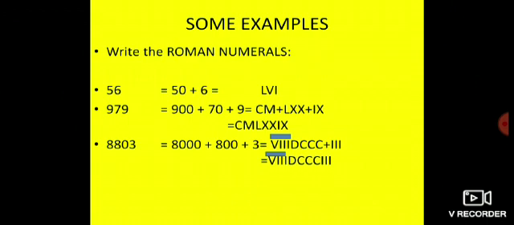8803 is equal to 8000 plus 800 plus 3. Now 8000 is written as 8 in Roman number with a bar on top of it. 800 is written as DCCC. And 3 you all know can be written as 3 times I. So the Roman numeral you can see on the screen is 8 in Roman number with bar over it, DCCC, and 3 times I.